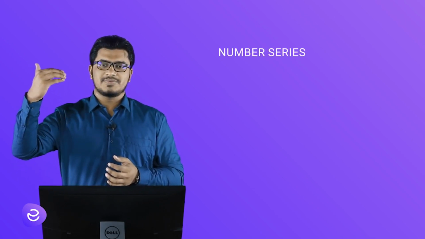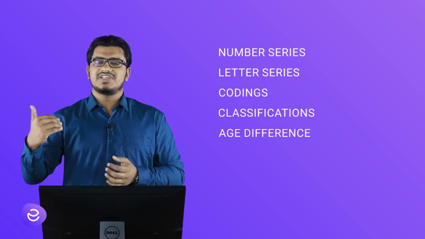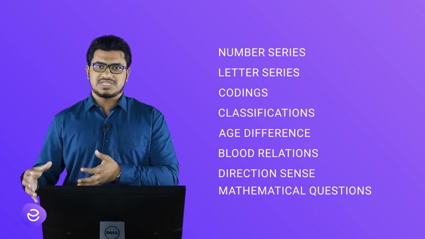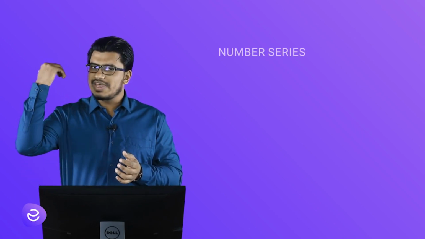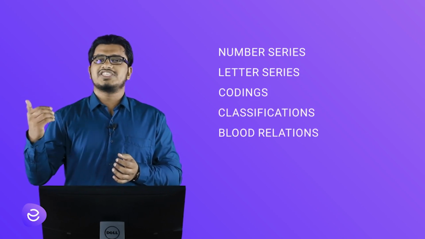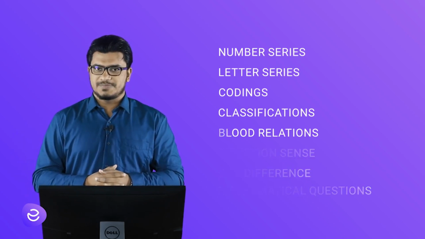We have number series, letter series, codings, classifications, age difference, blood relation, direction sense, and all the other mathematical questions like fractions, time and distance, speed, distance and time, percentages, profit and loss, etc. So we have basically divided it into 8 sections: number series, letter series, coding, classification, blood relation, direction sense, age difference, and the mathematical questions. So first, let's start with number series.